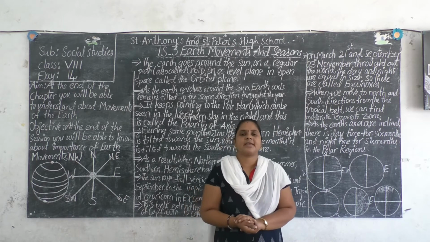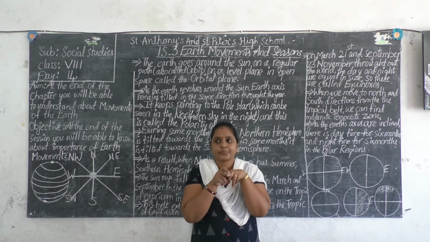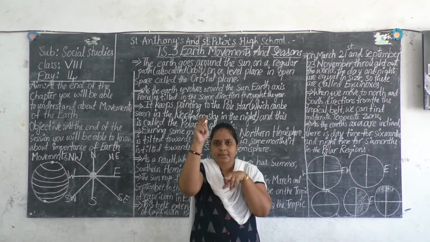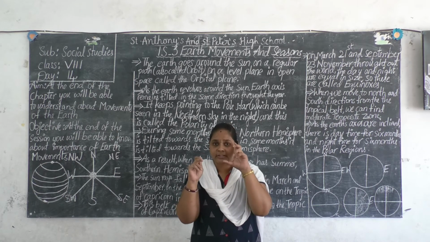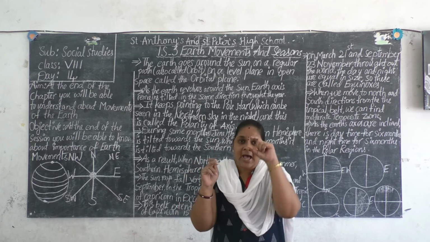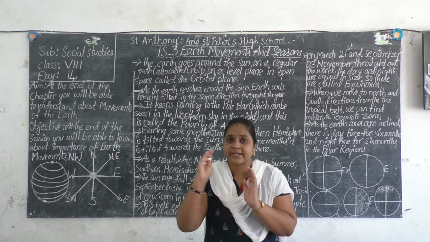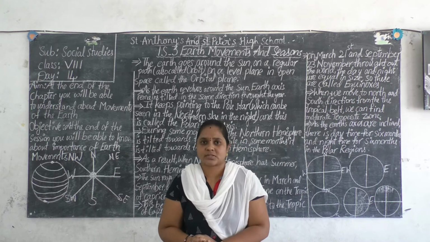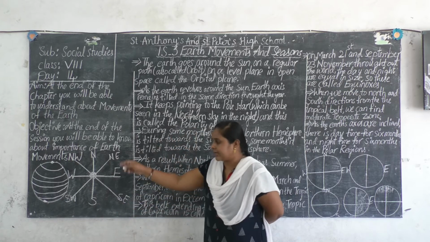Children, for each and every map there is an indication that is called the index. In the index box there are some symbols and arrows, and they will give the particular place and in which direction it is. So first you have to find in the index box. Okay? So these directions are very, very important.